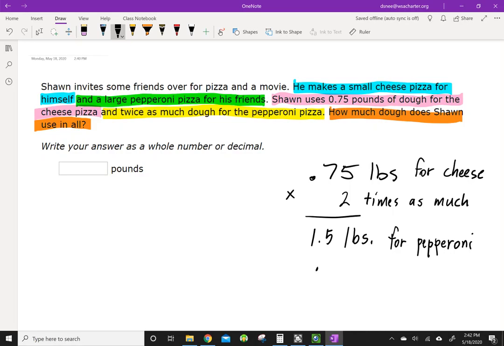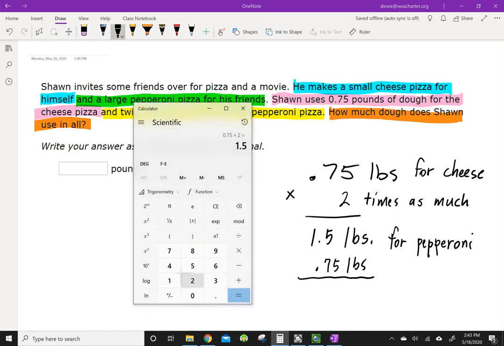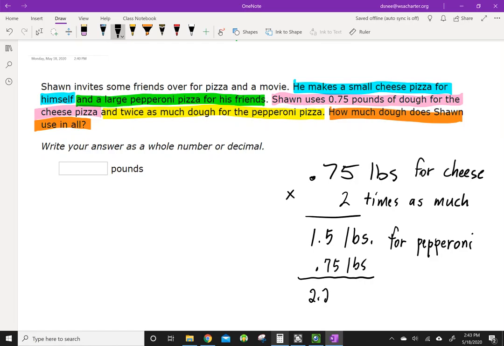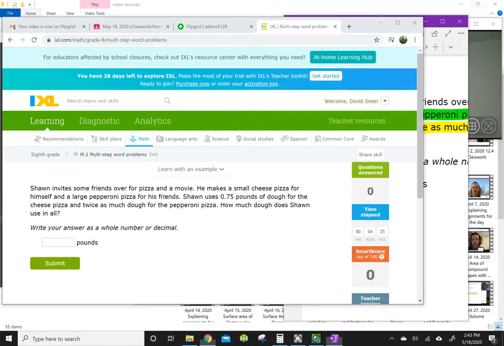So if he used 0.75 pounds for cheese and 1.5 for the pepperoni, well then 1.5 plus 0.75 equals 2.25. And that's the total number of pounds of dough used for both pizzas. And that's what we're asked. How much does he use in all? 2.25. Let's try it. Hang on.